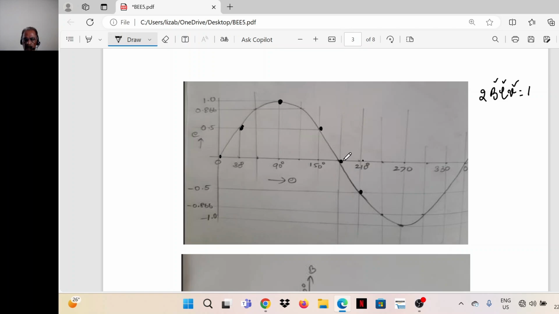The EMF induced in the conductor A has an opposite direction after 180 degrees. Now the angle between B and V is 210 degrees, sine 210 is negative. So BLV is 1, so 1 into sine 210 is minus 0.5. So the induced EMF magnitude is marked here. Like that it continues and completes one revolution. When one revolution is completed, the voltage again becomes 0 and the point comes to this position. That means it starts again.